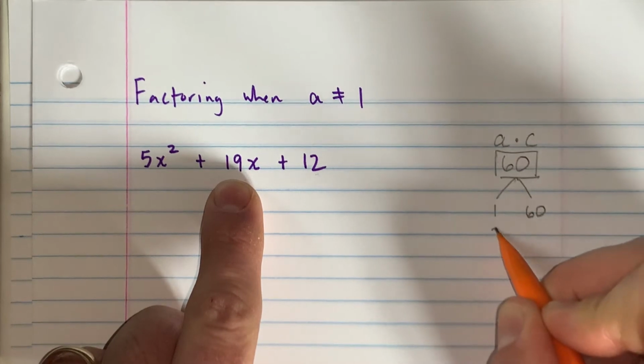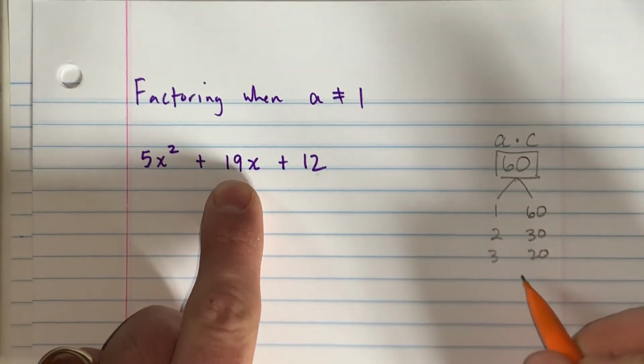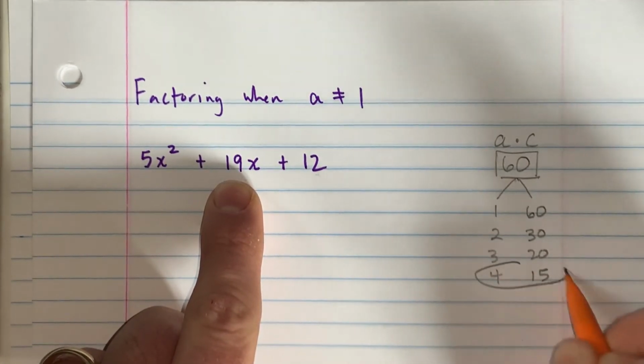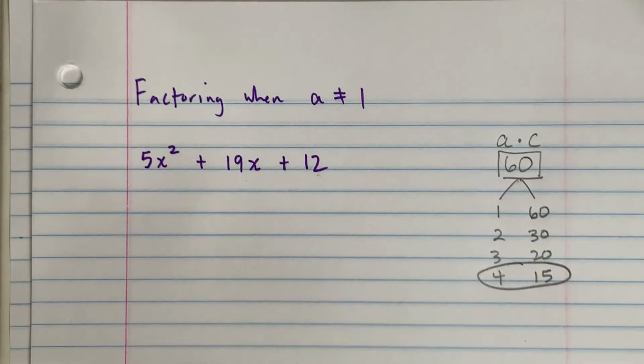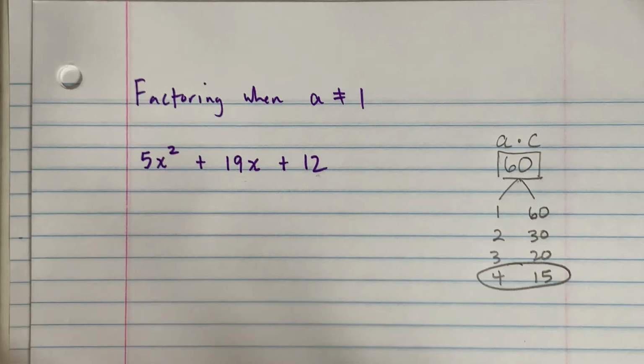If we run through that list, 1 and 60 is not going to work. 2 and 30 won't work. 3 and 20, getting us closer, but it's not going to work. 4 and 15 will work, right? Because 4 multiplied by 15 will give us 60. It will also add up to give us 19. So those are the numbers I'm going to use.